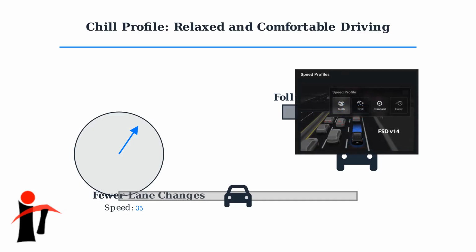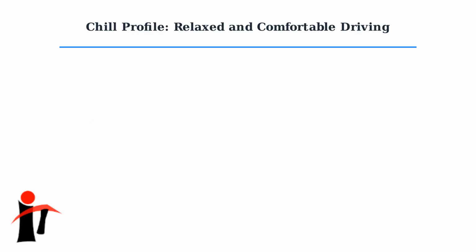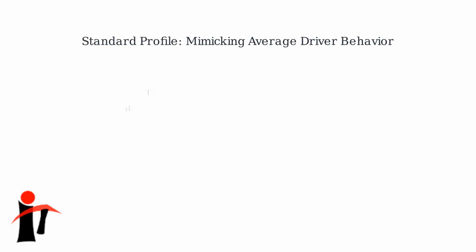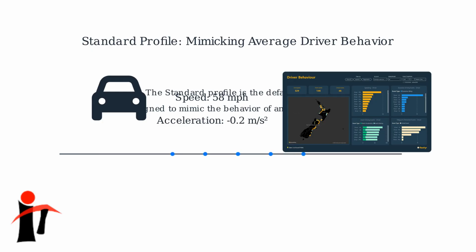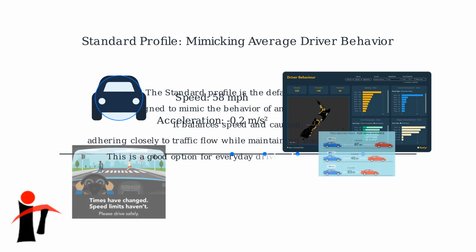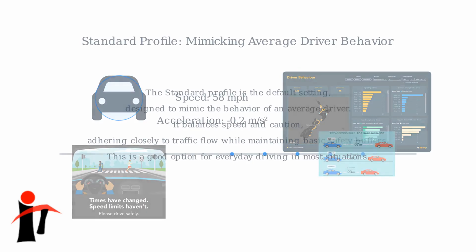The Chill profile strikes a balance between safety and comfort, providing a more natural driving feel compared to the ultra-conservative Sloth mode while still prioritizing passenger well-being. The Standard profile is the default setting, designed to mimic the behavior of an average driver. It balances speed and caution, typically adhering closely to traffic flow while maintaining basic safety buffers. This is a good option for everyday driving in most situations.